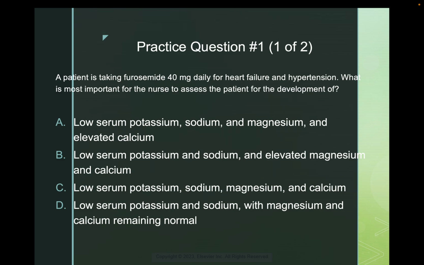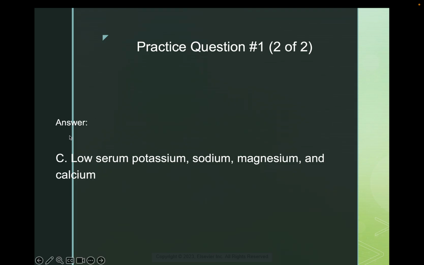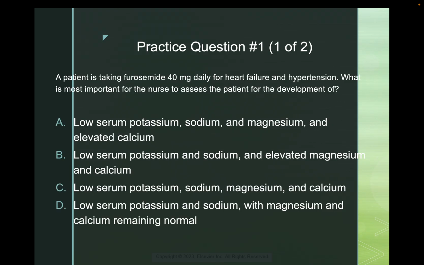So your practice question for this is: a patient is taking furosemide 40 milligrams daily for heart failure and hypertension. What is the most important for the nurse to assess in the patient for the development of: low potassium, sodium, magnesium, and elevated calcium; low potassium, sodium, elevated magnesium, and calcium; low serum potassium, sodium, magnesium, and calcium; and low potassium and sodium with magnesium and calcium remaining normal. So this one does not spare anything. Your answer is low serum potassium, sodium, magnesium, and calcium. Furosemide or Lasix does not spare anything, so it's going to excrete all of those.